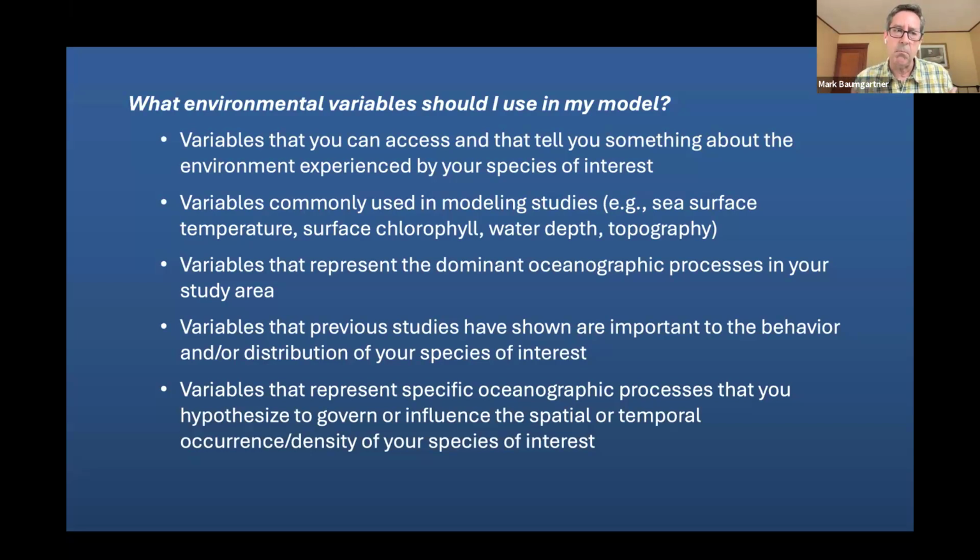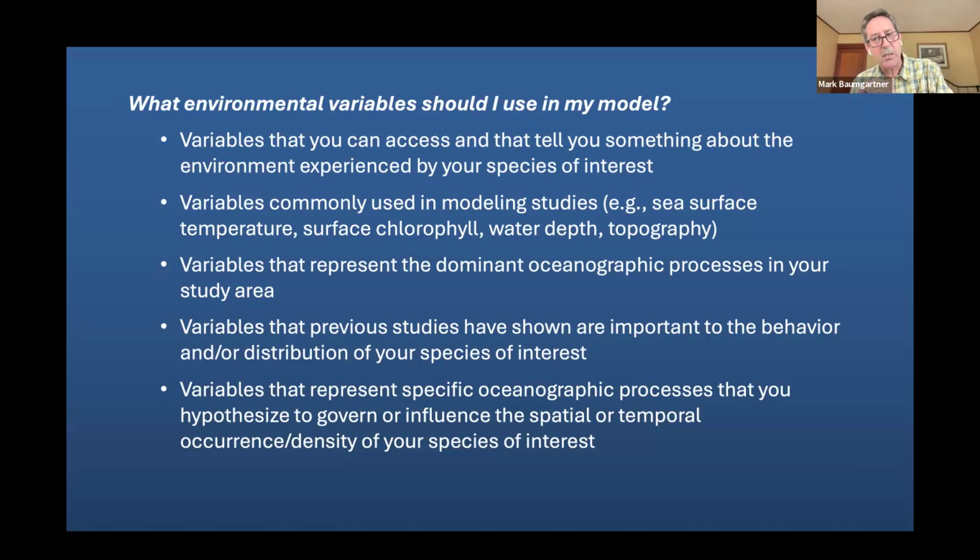If you have some knowledge about the environment in which you're doing your modeling, then it might be useful to grab variables that represent the dominant oceanographic processes in your study area. And this requires you, either yourself or by collaborating with someone, to really understand the ocean in your study area well. So what is it that's important? What are the dominant oceanographic processes affecting spatial and temporal variability in the ocean?